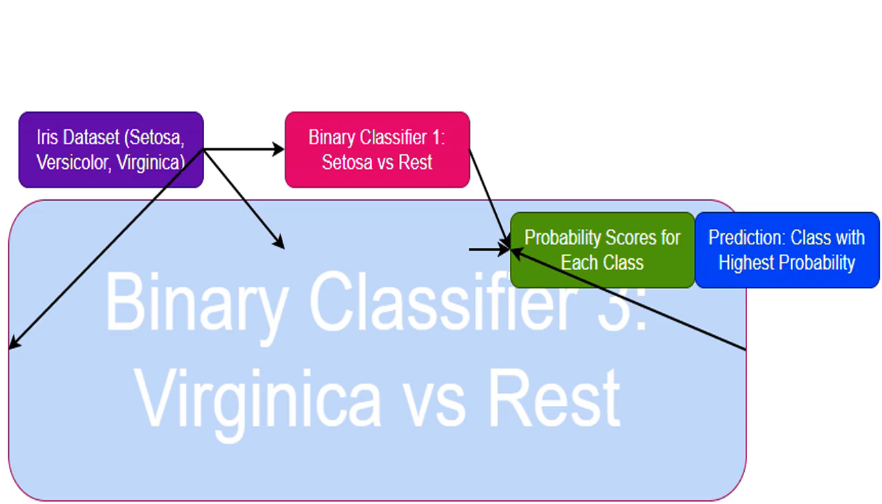Finally, we train the third and last binary classifier. Its task is to identify virginica irises, differentiating them from setosa and versicolor. Each classifier specializes in recognizing one specific iris species.